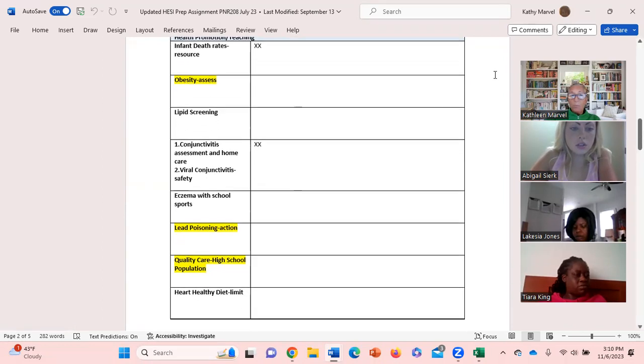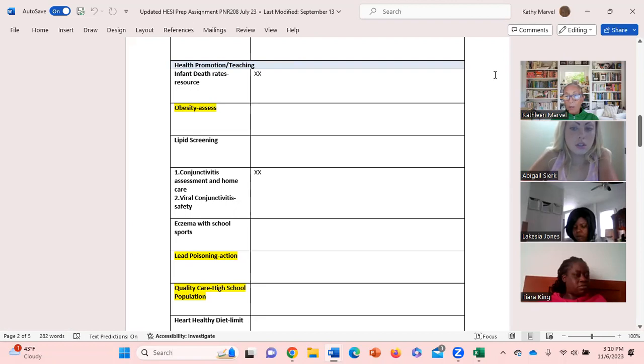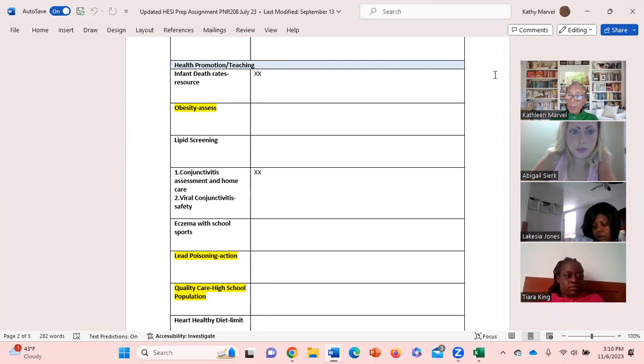Conjunctivitis in the home. What do we know about conjunctivitis? What might a kid present with? Purulent drainage from the eyes, redness, itching. How do we do that assessment? What's the home care? It has to be treated, right? Eye drops.